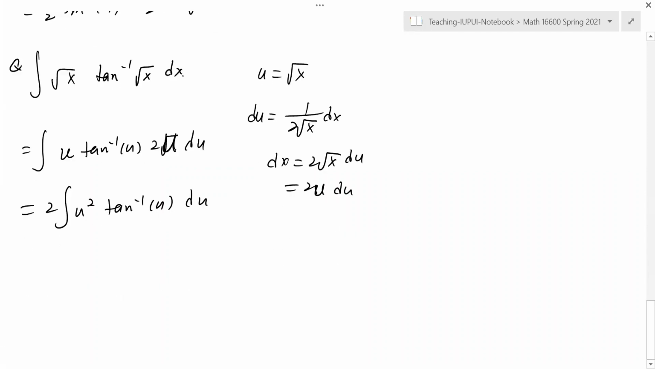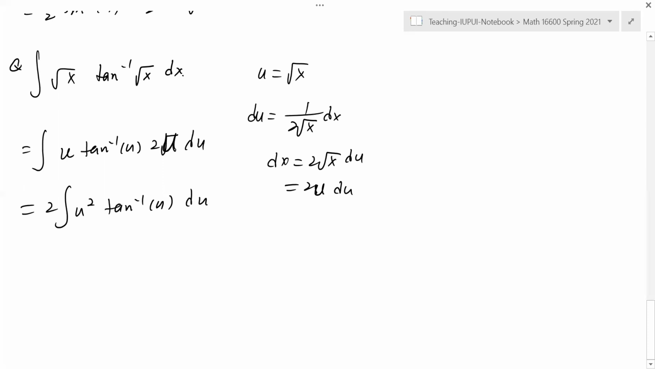Okay, so now we get to this point. Are we able to use the table of integrals on the back side? We try to find some formulas there. Are we able to solve it? Yes, I do find one.